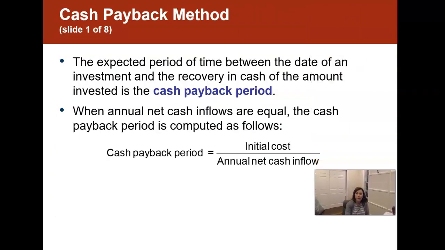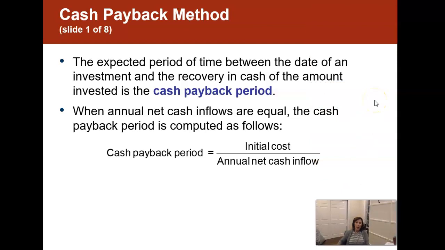Next, we're going to look at the cash payback method. What this does is essentially say to us, okay, how long is it going to take us to recover our investment? And this will be stated in terms of time. So we've got the initial cost divided by the annual net cash flow. Note that the other one was income. This one will be cash flow.